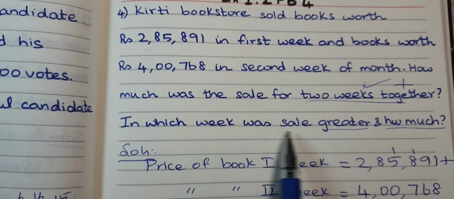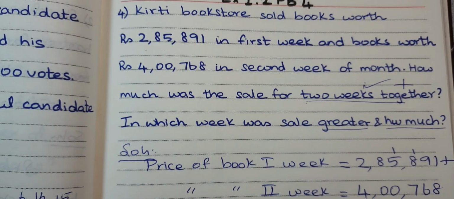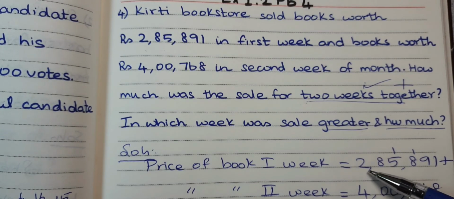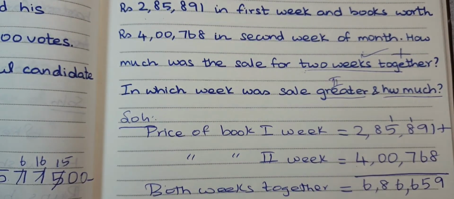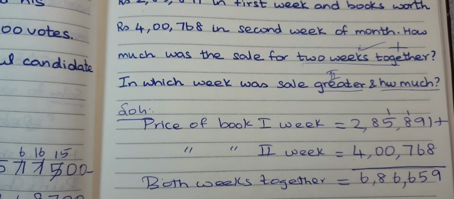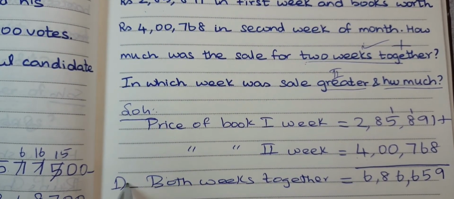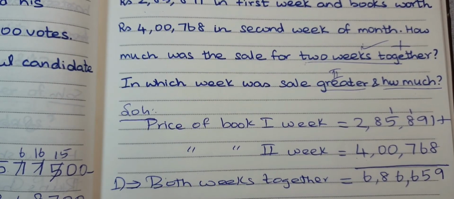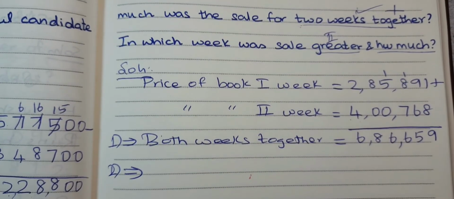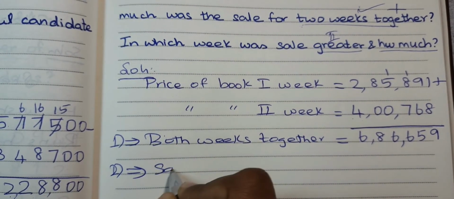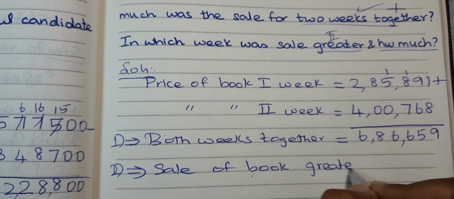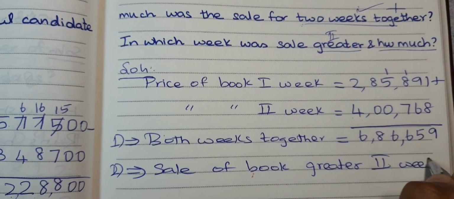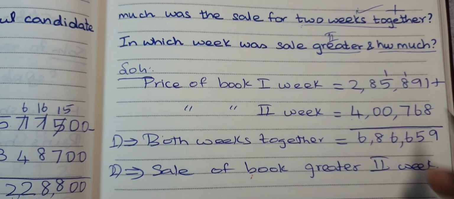Next, in which week was the sale greater? This is the first week sale, this is the second week sale. Which number is greater? See, here I have 2, here I have 4. So which week is greater? The second week is greater. So the sale is greater in the second week. So the second question answer is also over. This is the first question answer, and the second question answer, by which week the sale is greater: the sale of books is greater in the second week.